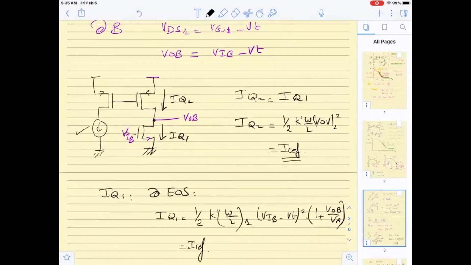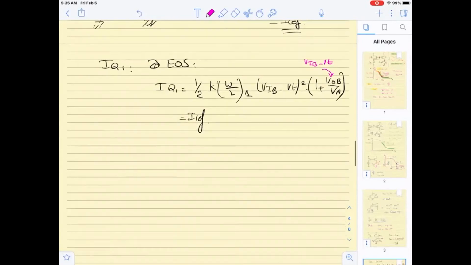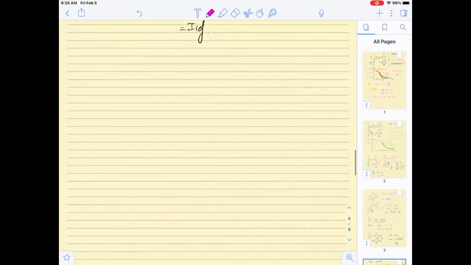Yes. Because I know that I can plug in place of VOB, VIB minus VT, right? So I can find the edge of SAT point, right? Okay, so now we'll take a problem about this. Now what we have is a first point for Q2. Okay, so this is Q2, this is VO, this is VI.